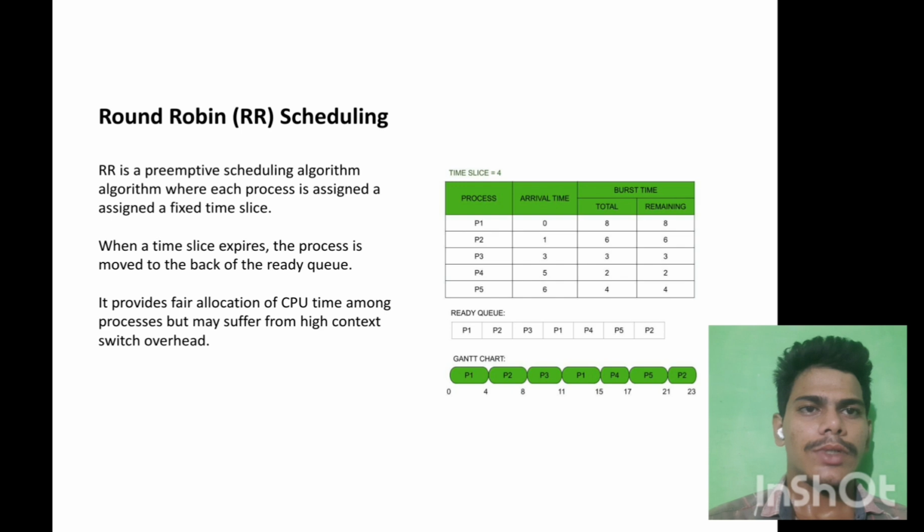Round robin, RR scheduling. RR is a preemptive scheduling algorithm where each process is assigned a fixed time slice. When a time slice expires, the process is moved to the back of the ready queue. It provides fair allocation of CPU time among processes but may suffer from high context switch overhead.